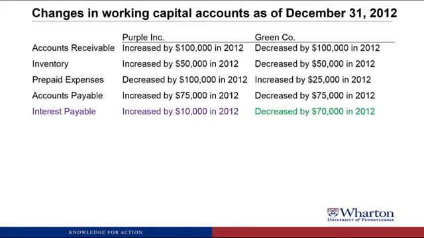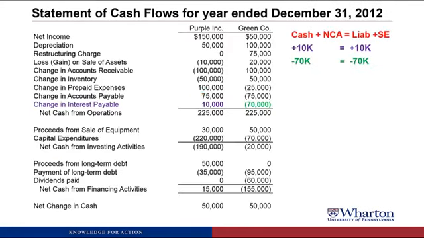Finally, for interest payable, Purple had an increase of $10,000 in 2012. Green had a decrease of $70,000 in 2012. So for Purple, we have an increase in interest payables and increase in liabilities, so we add that to the cash flow statement. For Green, we had liabilities go down by $70,000 as interest payable dropped. We subtract that on the cash flow statement.